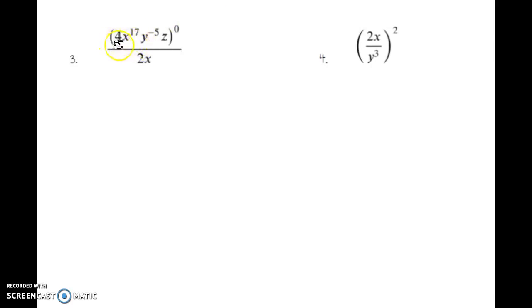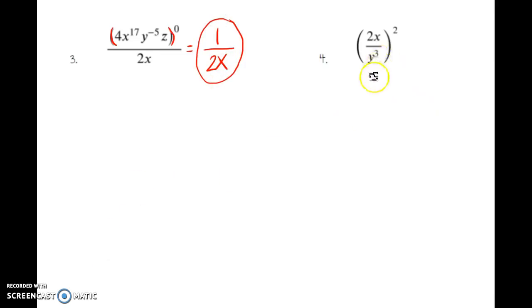We have the quantity 4x to the 17th, y to the negative fifth, z to the 0 power over 2x. Well, don't let that intimidate you. It looks like we've got a ton going on in the top, but notice that everything on the top in parentheses is to the 0 power. So all of this, 4x to the 17th, y to the negative fifth, z, all of that is the base to the exponent of 0. So all of that to the 0 power is just 1. And then the denominator is 2x. That's not going to simplify any further, so that's your final answer.